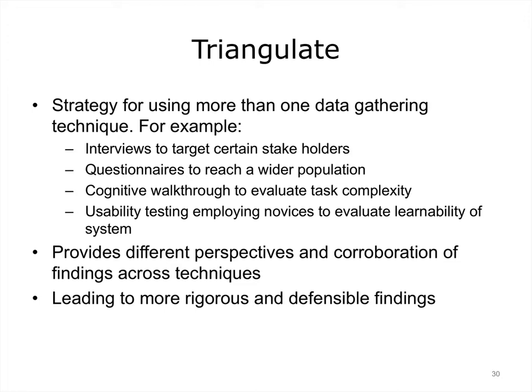Triangulation is a strategy in which you use more than one method to derive conclusions about system performance. Triangulation provides different perspectives and corroboration of findings across techniques. For example, it can be quite useful to survey a large number of users and conduct usability testing with a much smaller group, e.g. 5 or 6 users. The use of multiple methods also leads to more rigorous and defensible findings.